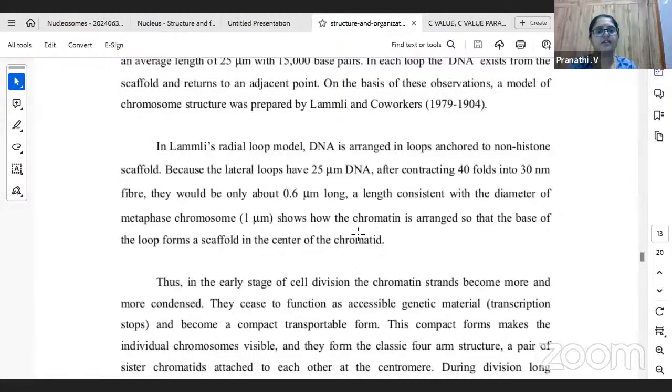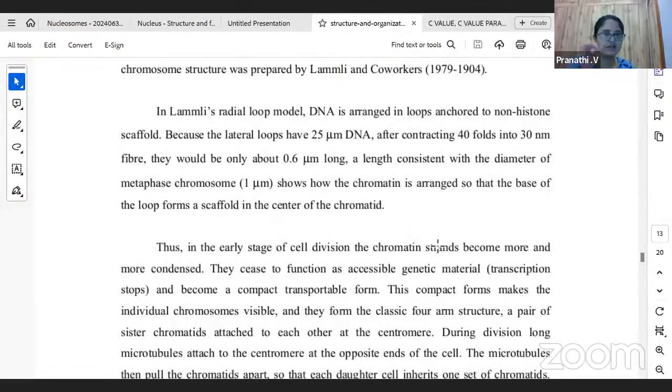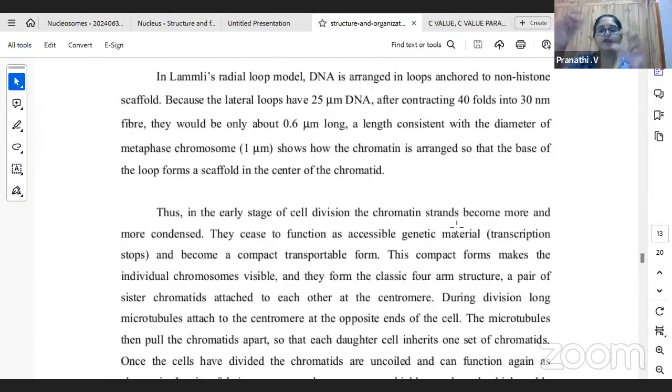So, in this manner, they understood that in the early stages of cell division, chromatin strands are going to get condensed, and then they are not going to act or help in DNA synthesis. That is, transcription is going to be stopped, and then it is going to get more condensed and visible. You have the forearm structure that is going to be present, and we are talking about the division of the cell as such.